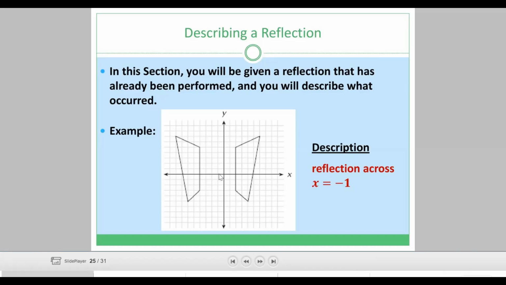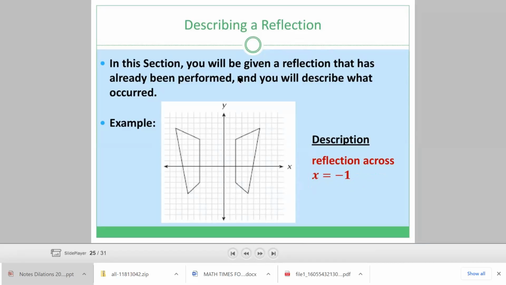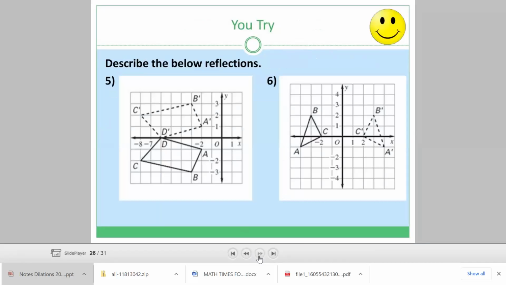And that line here passes through the x-axis at -1. So that is why they say it's a reflection across the line x equals -1. Any questions on this one? No, miss. Okay, let's go to the next example.